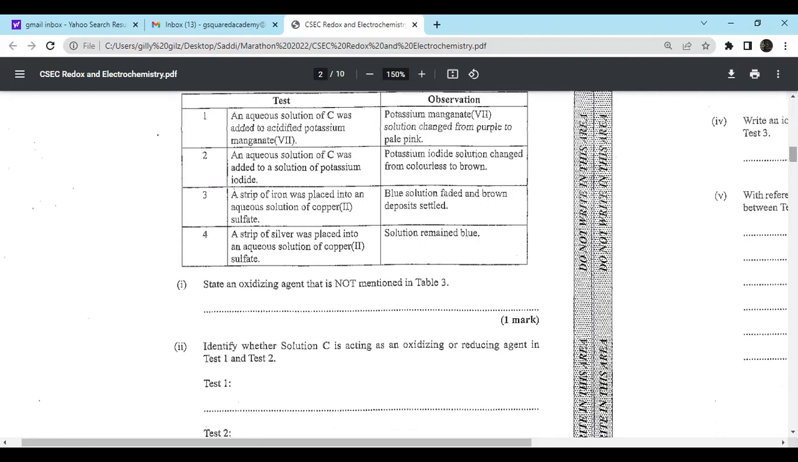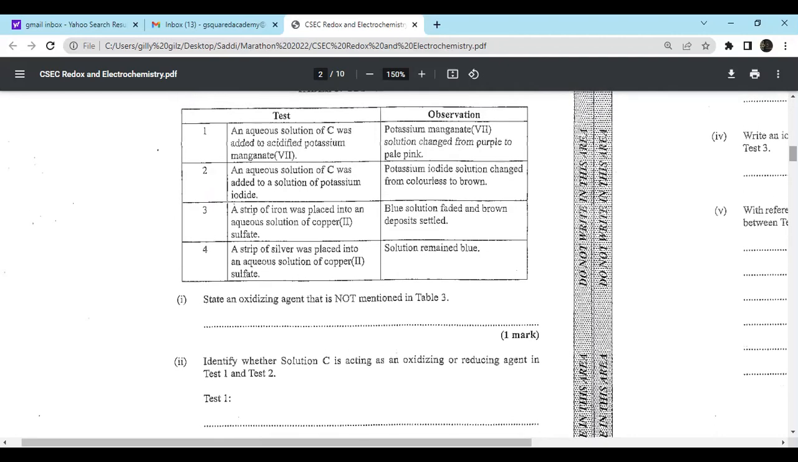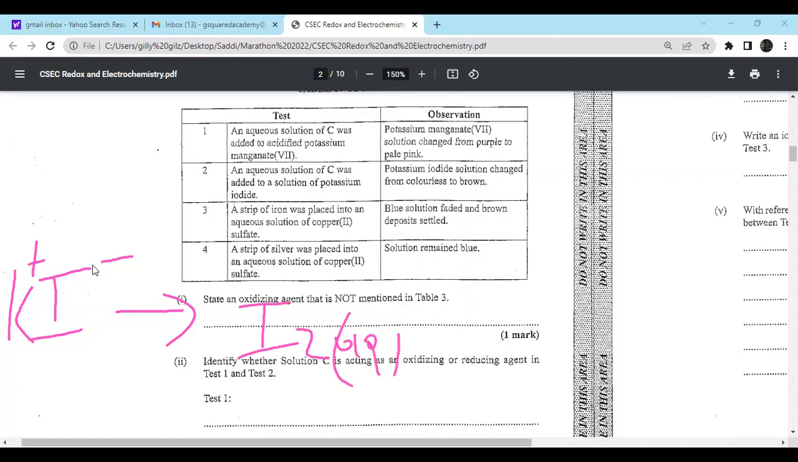All right. In test 2, it says a solution was added to potassium iodide and you liberated iodine. How do I know iodine is produced? Because the potassium iodide solution changed from colorless to brown. Once it changes from colorless to brown, you know that this reaction is occurring, and I'll show you the reaction. What you have happening is that the iodide, which is bonded to potassium, is converted to iodine, which is aqueous. When you dissolve iodine in water, it looks brownish in color.